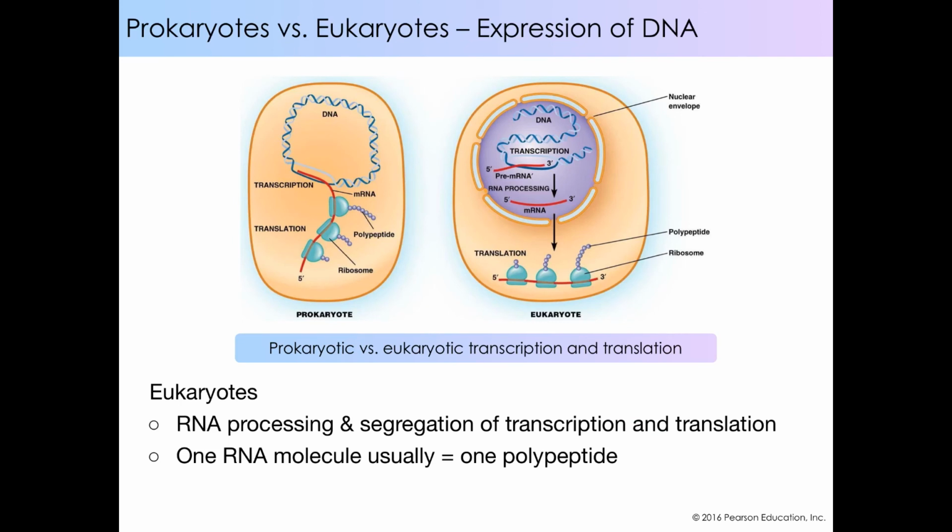Finally, the mechanisms of gene expression also tend to differ among these three different groups. In eukaryotes, the DNA is transcribed to mRNA in the nucleus, where the introns are removed, and that mRNA is then transported to the cytoplasm, where it's translated into protein. An important thing to know is that in eukaryotes, one mRNA molecule usually codes for one polypeptide. So although you see many ribosomes bound to this mRNA, they're all making copies of the same polypeptide.